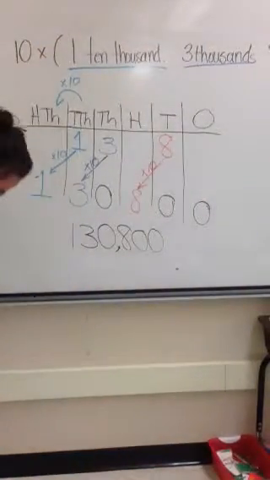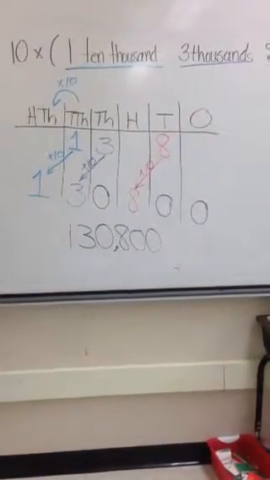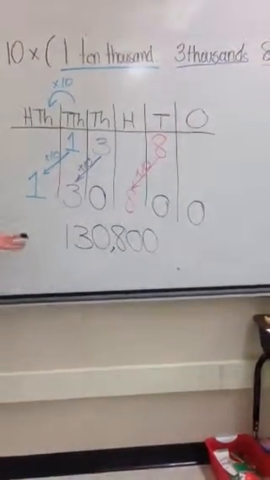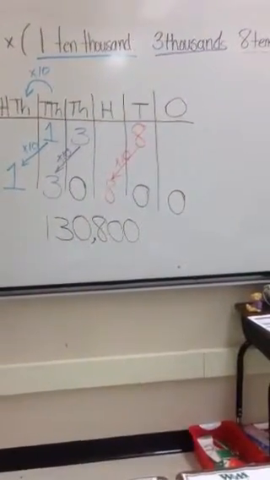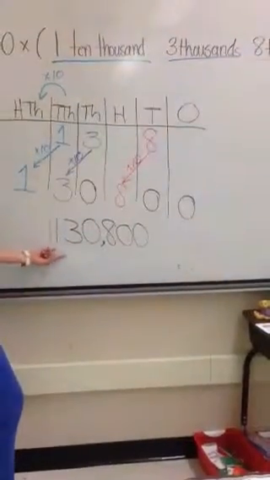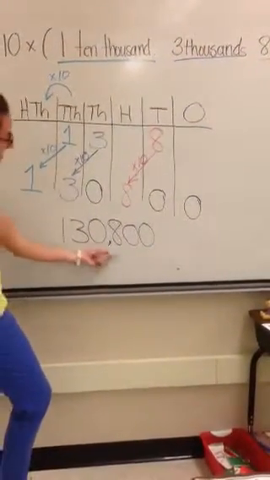So, Miss Thomas, how would we read that number then? I see that you have the comma separating the 2 parts of the number. So what would be the best way to read it? Exactly. So I have 130,800.